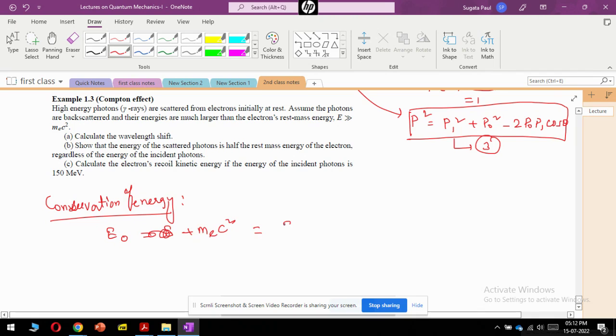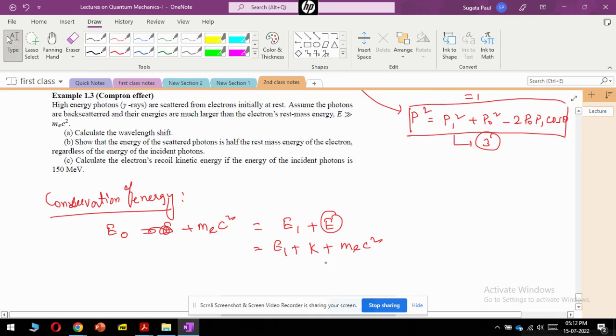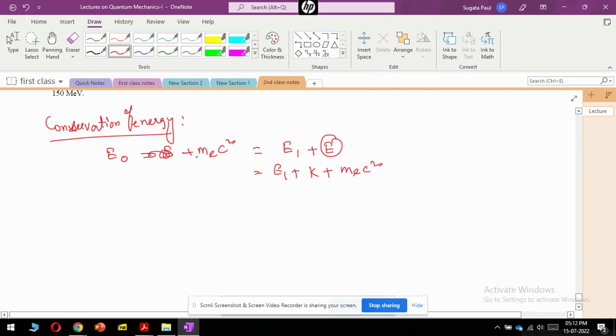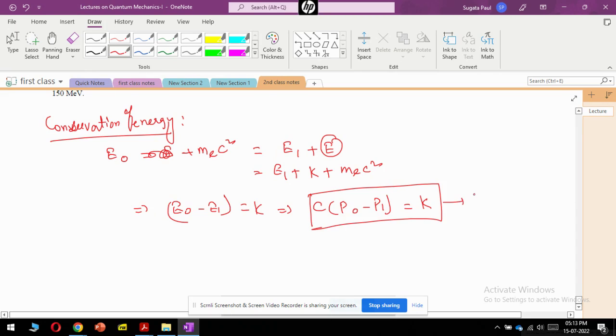And after collision, the photon's energy becomes E1 and the electron's energy becomes E, that is the total energy. Again, if we derive this, E is basically the kinetic energy of the electron plus the rest mass energy of the electron. Therefore, if we cancel m_e c² from both sides, we will have E0 minus E1 equal to K. Or in other words, since E0 equals p0 c and E1 equals p1 c, we take c as common. So c into (p0 minus p1) equals K. This is an expression that we denote by equation number 4, that will be useful later.